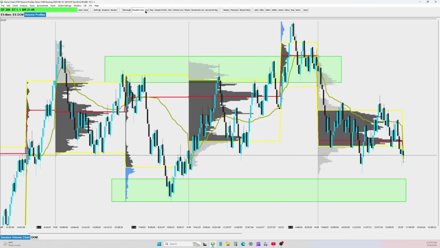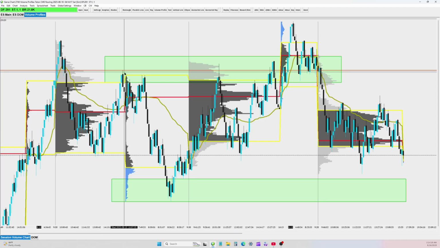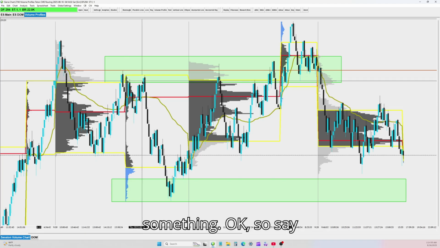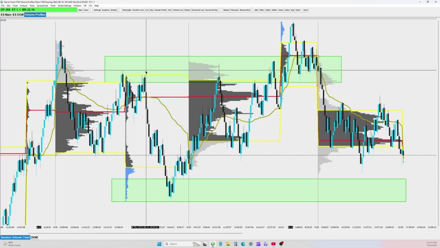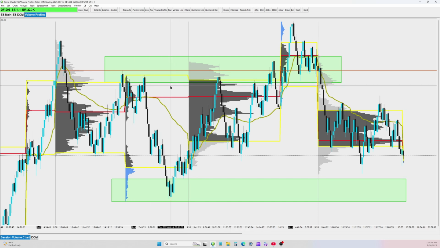Look at this. Right, look at this, okay? Look at this right here. Okay, that's the high of London. And you can say that London, it does something, okay? So say it made these highs, made these lows, it's gonna get people out. So there's liquidity and all that, right?